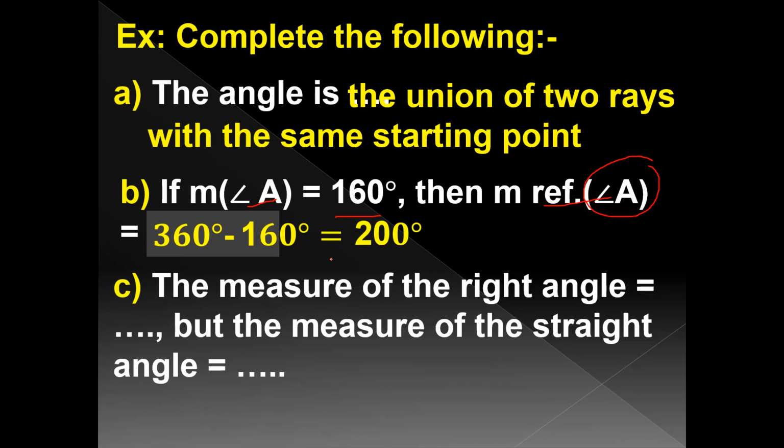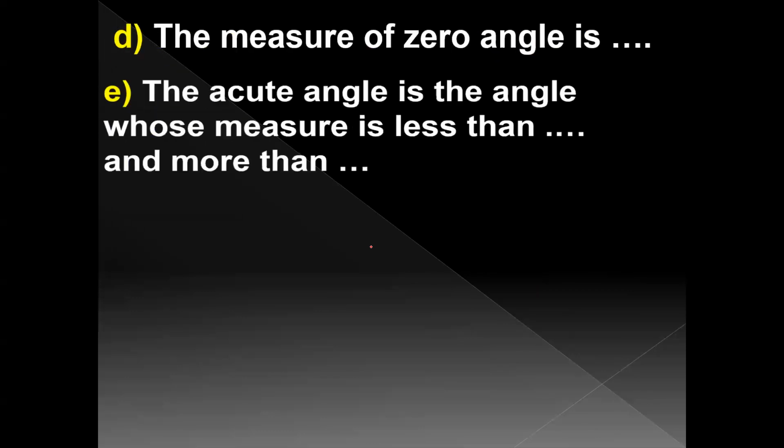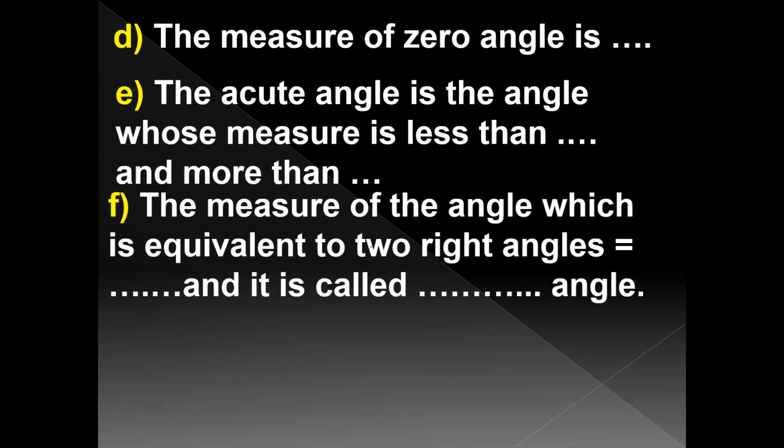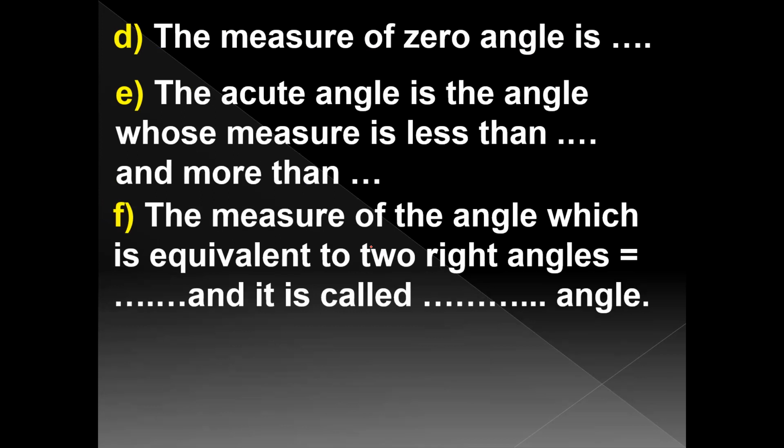So the reflex angle equals 200 degrees. The measure of the right angle equals 90 degrees. But the measure of the straight angle equals 180 degrees. What's the measure of the zero angle? The zero angle equals 0 degrees.